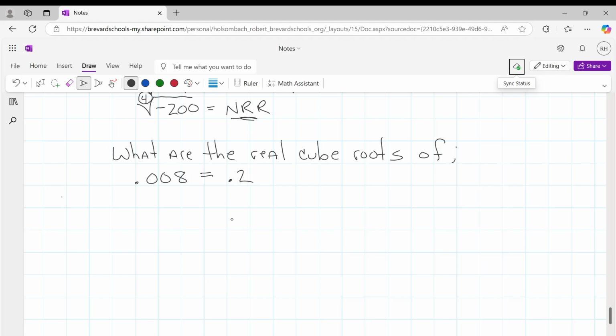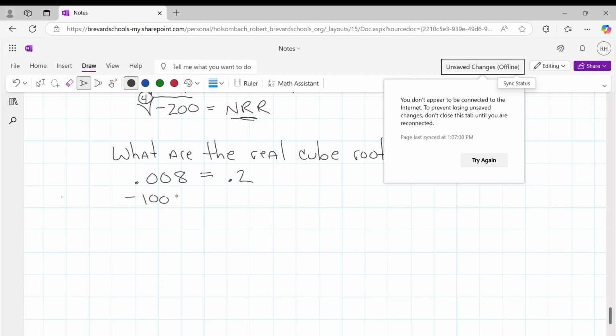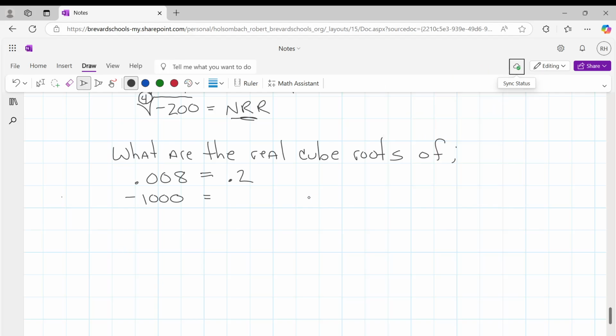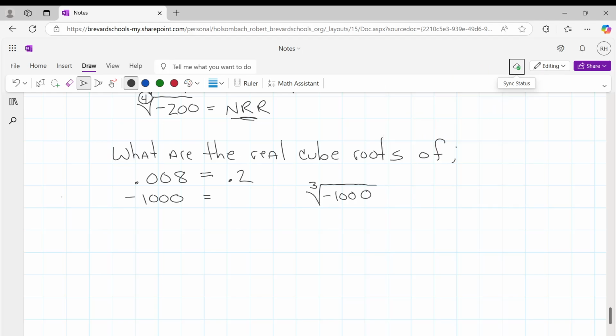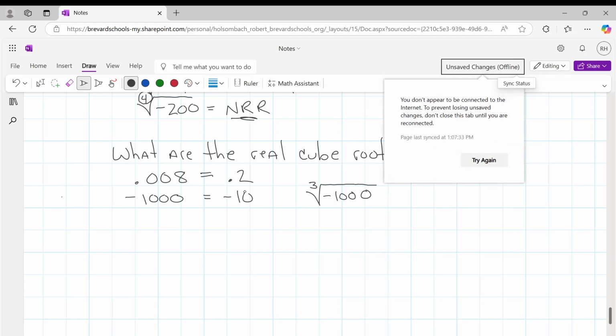If you're asked to find the real cube root of negative 1,000, that would be the same as trying to find the third root of negative 1,000. So in your calculator, you can type 1,000, negative, second y to the x, and 3. And I get a negative 10, because negative 10 to the third equals negative 1,000.